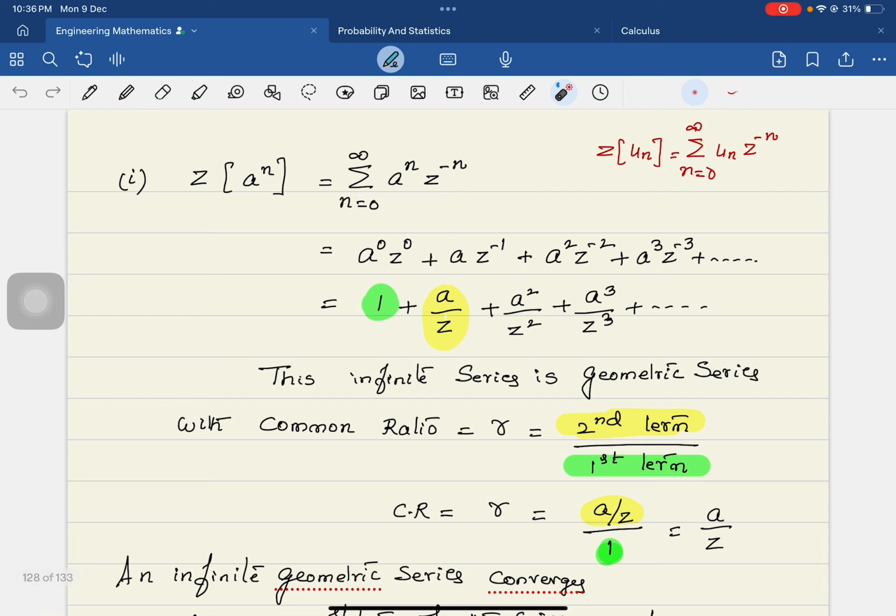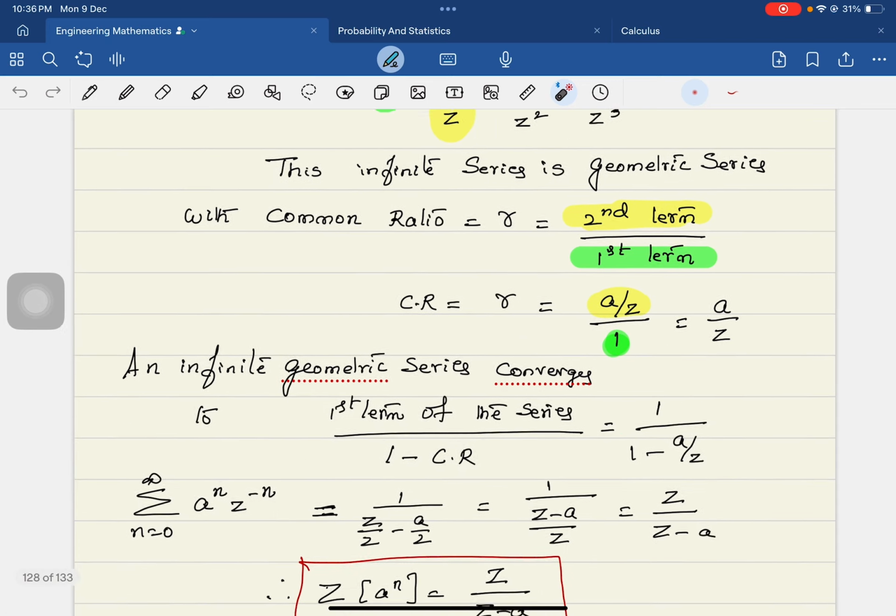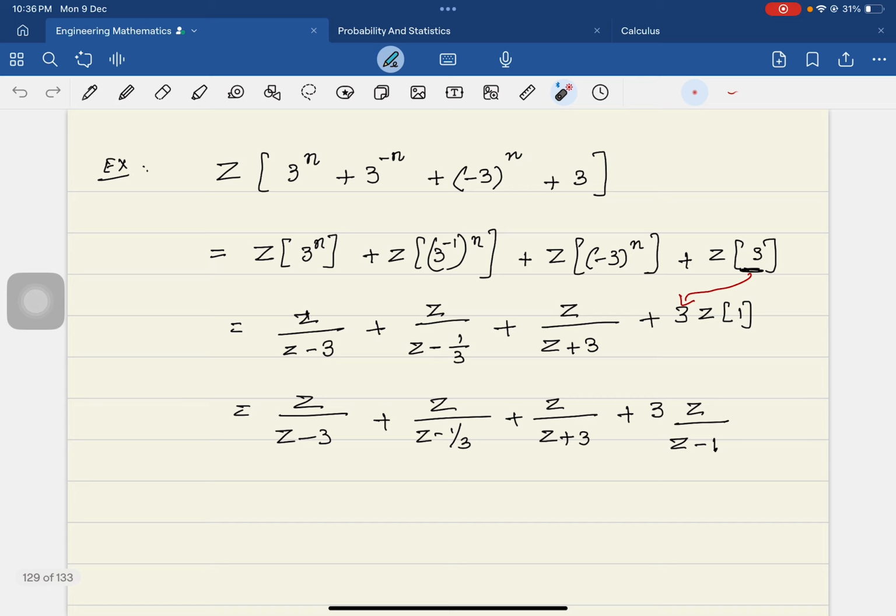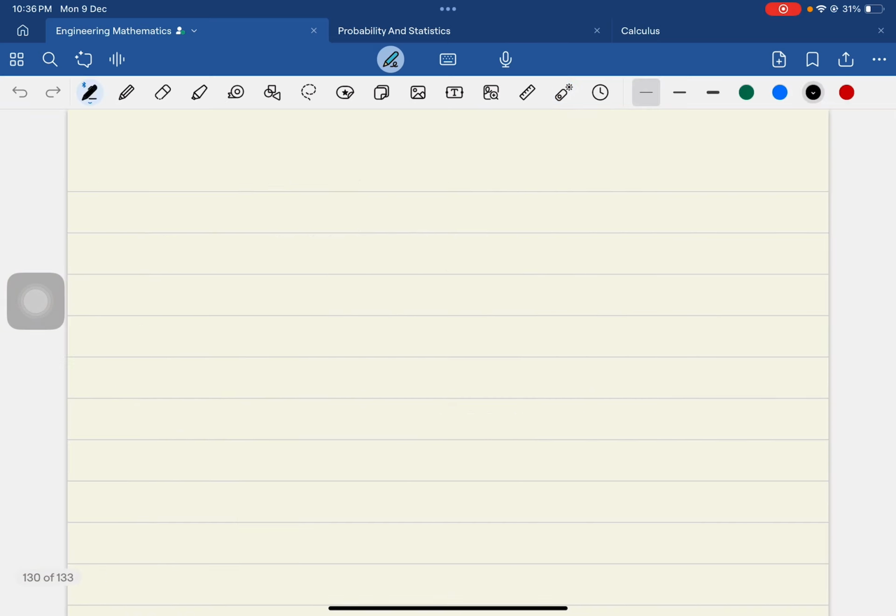In the previous lecture, we started the Z transforms and did the formula Z of a power n, and on this we did different problems. In today's lecture, I am going to do another important property of Z transforms, that is Z of n power p is given by minus z times d by dz of Z of n power p minus 1. So this is the next property, Z of n power p.